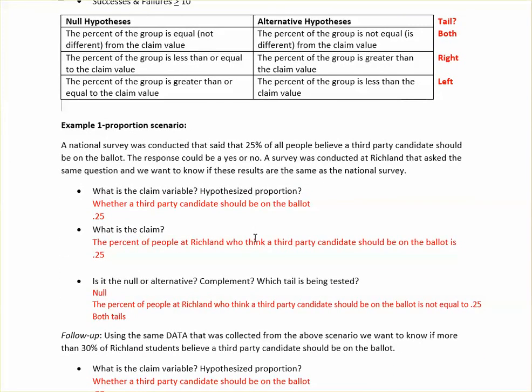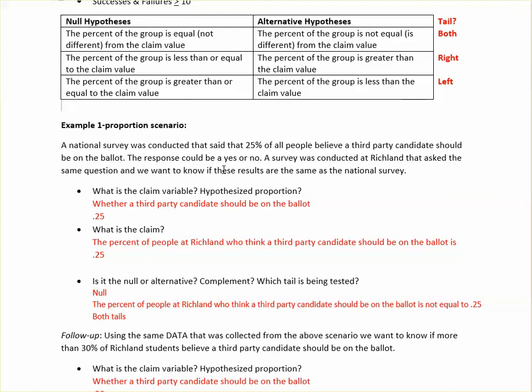So here's a scenario just to make sure you're thinking about things and understand it. A national survey was conducted that said 25% of all people believe a third-party candidate should be on the ballot. The response could be a yes or no. So yes, I think a third-party candidate should be on the ballot, or no, I don't. A survey was conducted at Richland that asked the same question, and we want to know if these results are the same as the national survey.